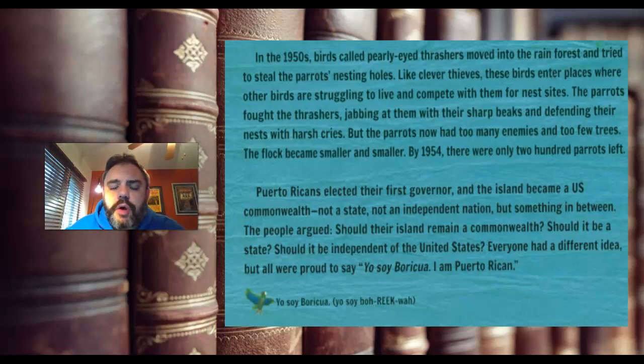The flock became smaller and smaller. By 1954, there were only 200 parrots left. Puerto Ricans elected their first governor, and the island became a U.S. Commonwealth. Not a state, not an independent nation, but something in between. The people argued, should their island remain a Commonwealth? Should it be a state? Should it be independent of the United States? Everyone had a different idea, but all were proud to say, Yo soy Boricua, I am Puerto Rican.